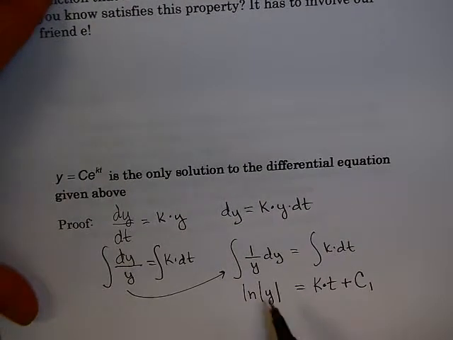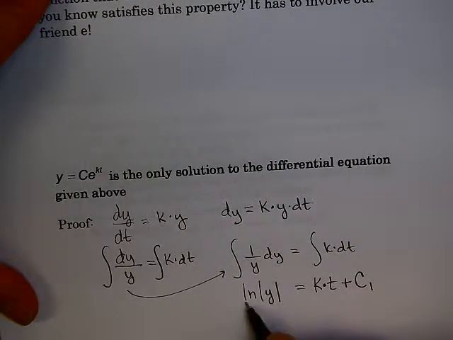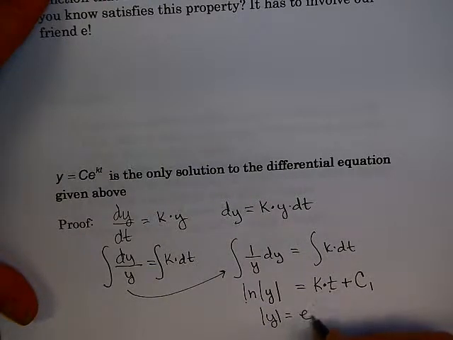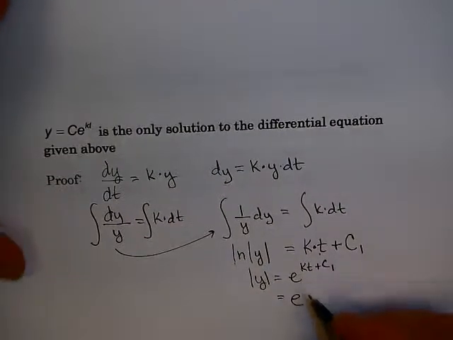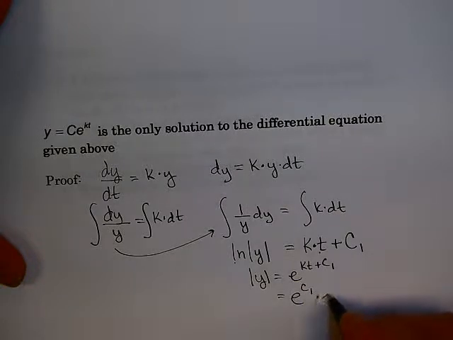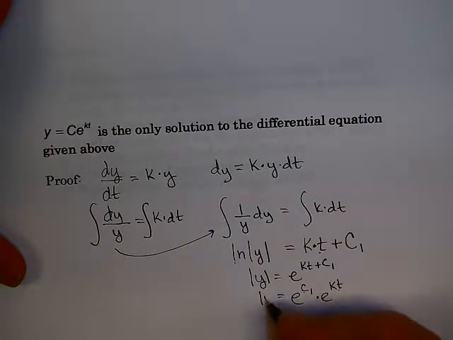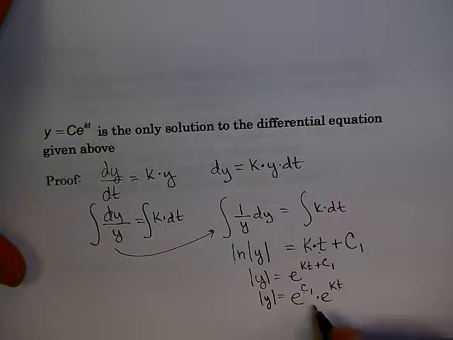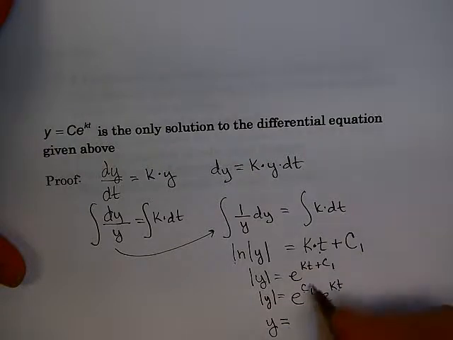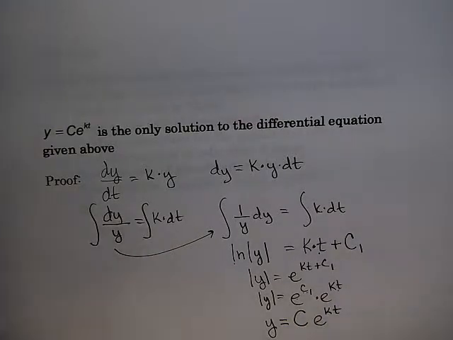Now, I would like you to undo this equation. Remember, ln of y equals something is the same as writing y equals e to the kt plus c1. And I can divide that up this way, because if I add these two exponents, I get that. Now, since we're dealing with a population, populations tend to be positive, so I'm going to get rid of the absolute value sign. And if I notice e to the c1 is just a constant, so I'm going to let that constant be c, and here is my equation.